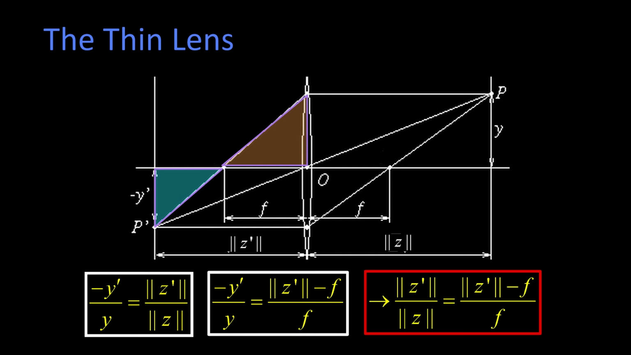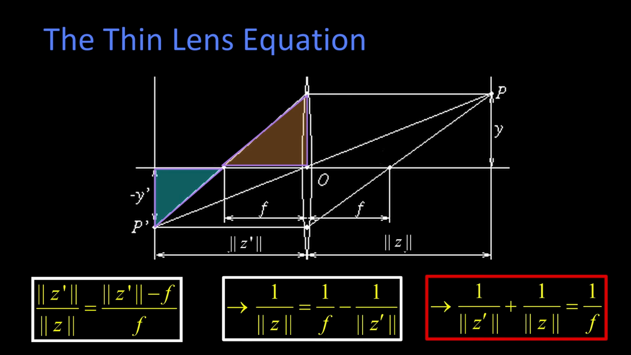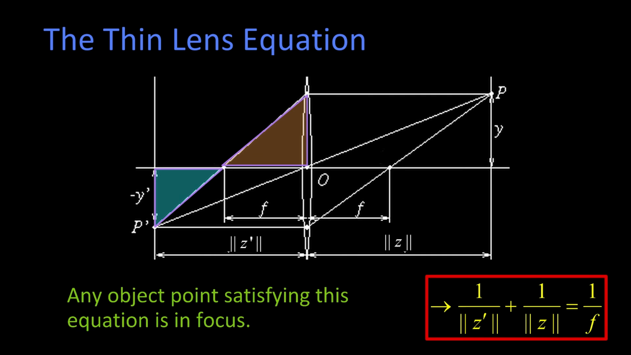Combining these two formulas gives us this formula. Not rocket science here. We're just setting the two left-hand sides the same, so we set the two right-hand sides equal to each other. We play around with the math a little bit, and we get this very simple formula: 1 over the magnitude of z prime plus 1 over the magnitude of z equals 1 over f. That's the thin lens equation, and any points that satisfy that equation are in focus.